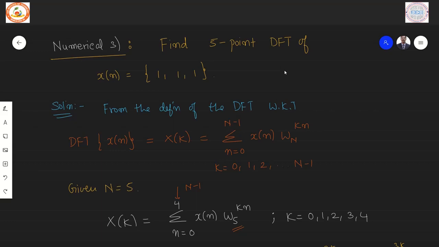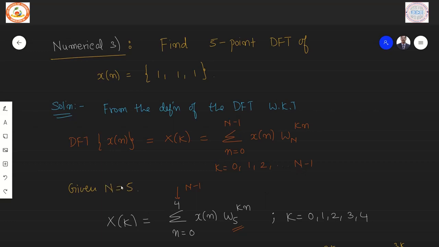So suppose the length of the sequence is less, you can pad a sufficient number of zeros to make it length N and then proceed for the calculation. So here in this example, from the definition of the DFT, we are aware that the DFT of x of n is given as X of k, which is summation n equal to 0 to N minus 1, x of n W_N to the power of kn, with k value lying between 0 to N minus 1.